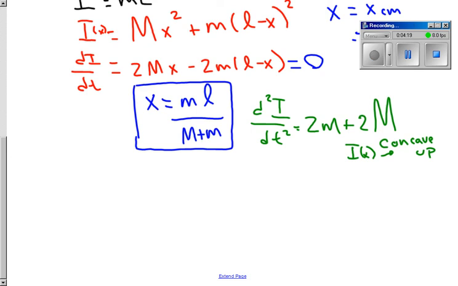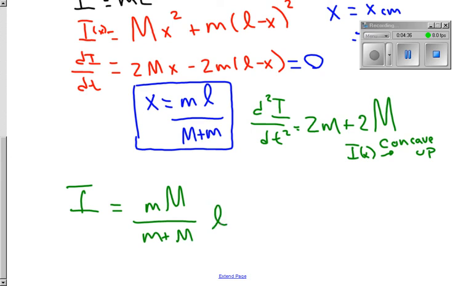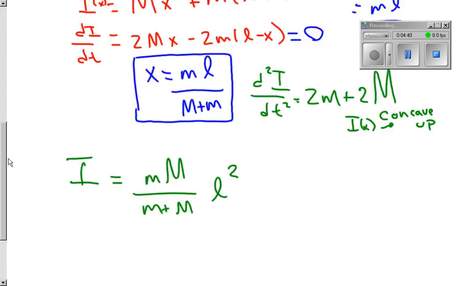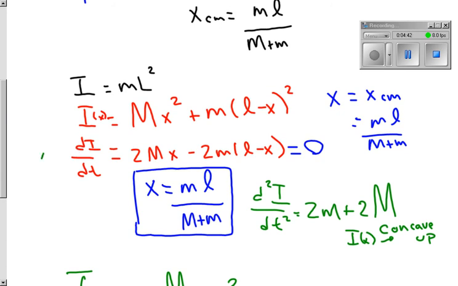Now that we have proven that our minimum moment of inertia occurs at x equals mL over the sum of the masses, our next step is to show that I is in fact equal to the product of the masses over the sum of the masses multiplied by our total length squared. And we have seen from up here that our I as a function of x is given by that equation right there.